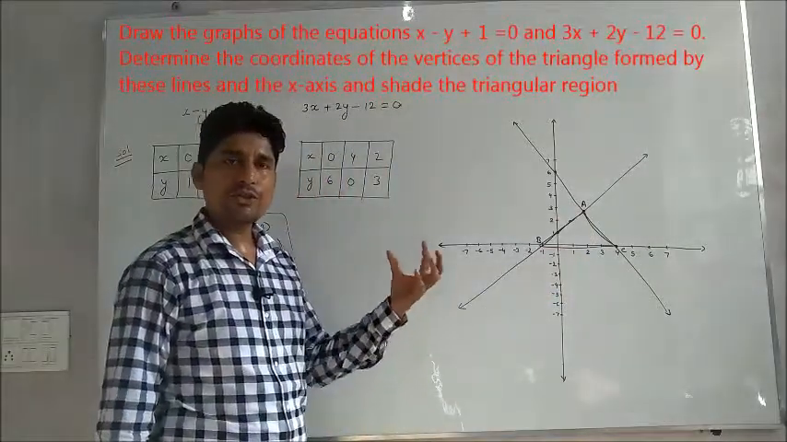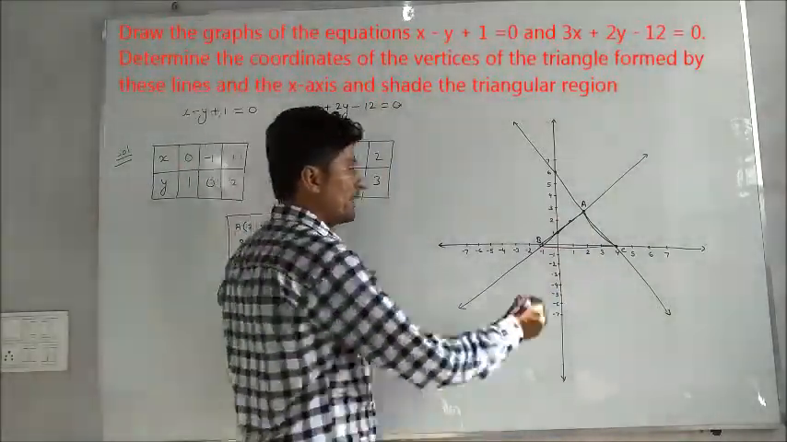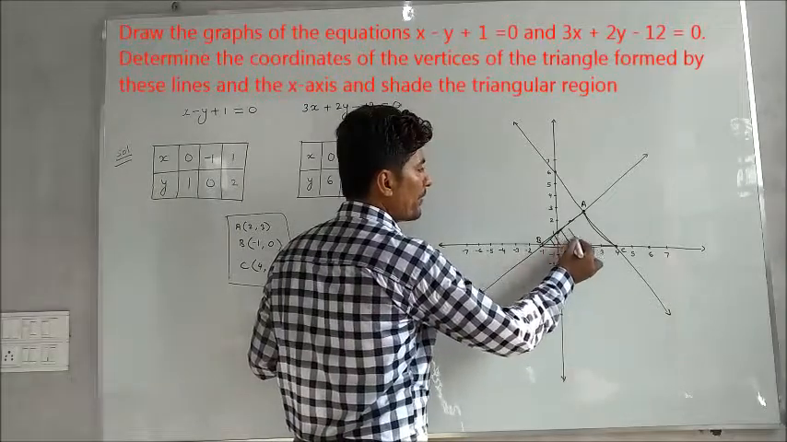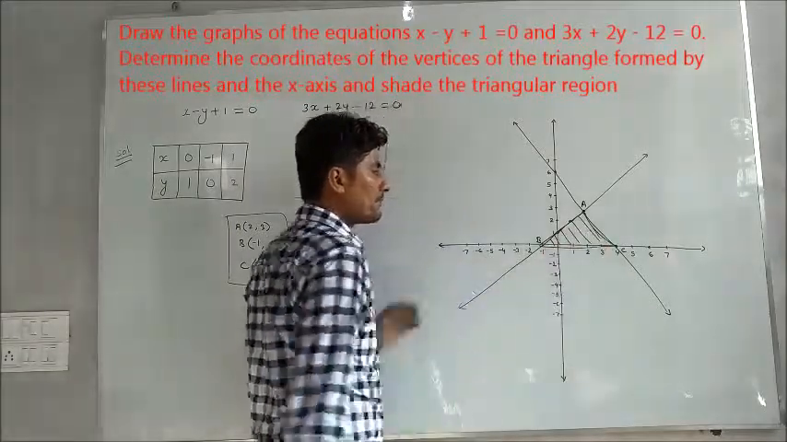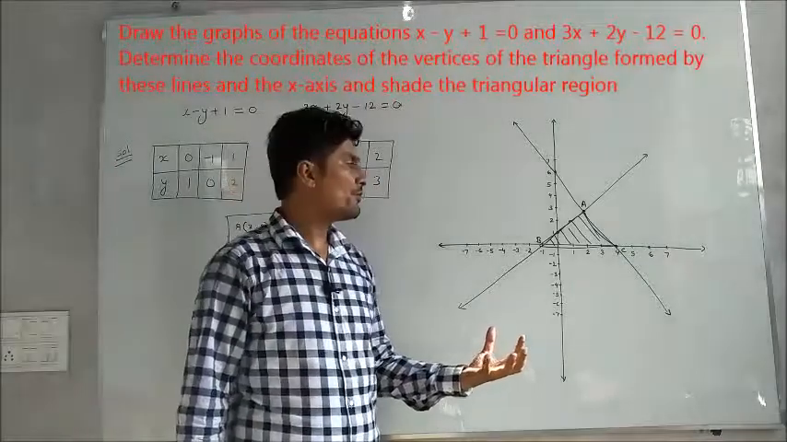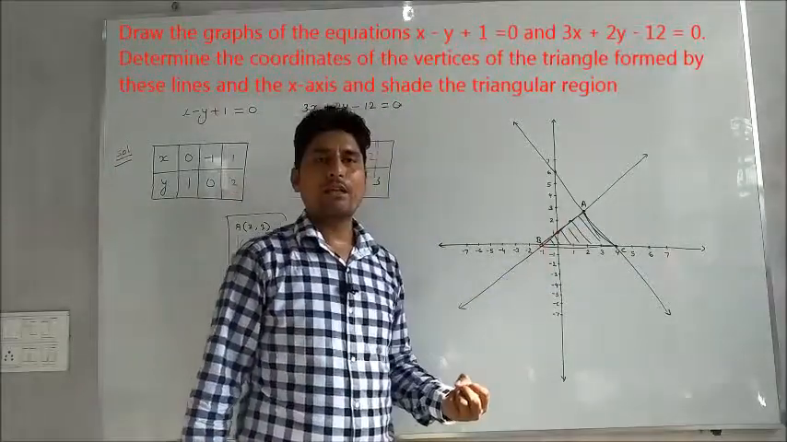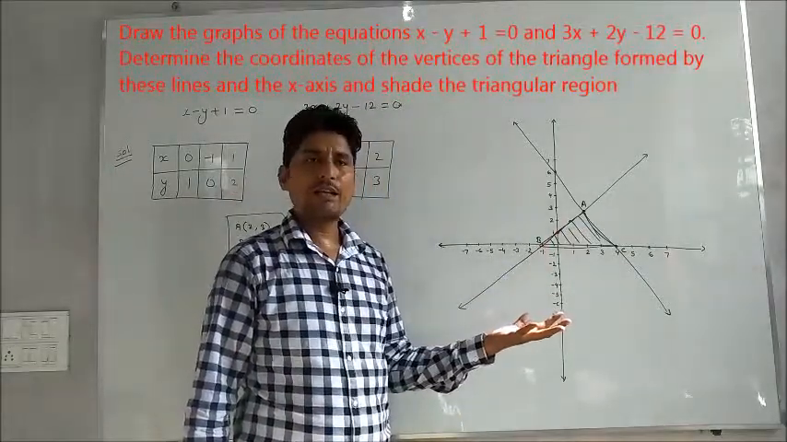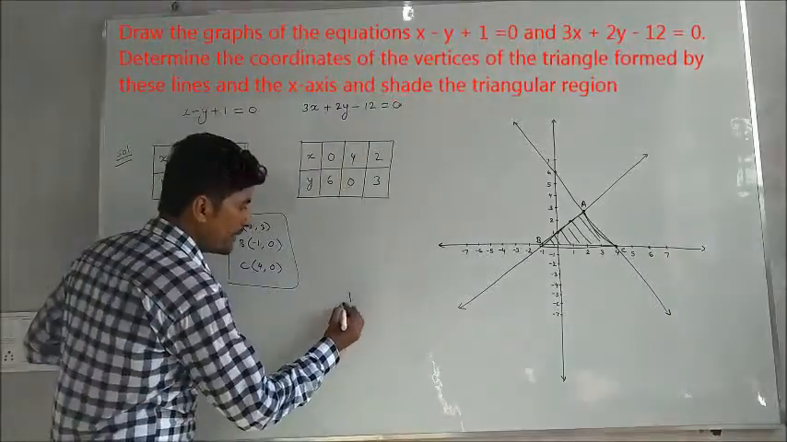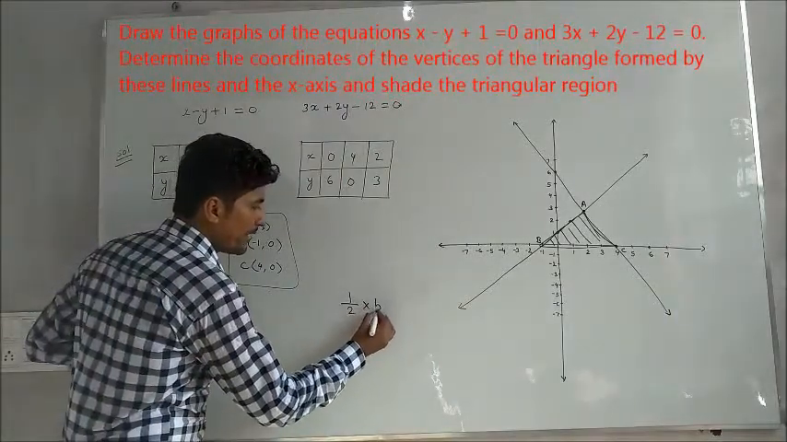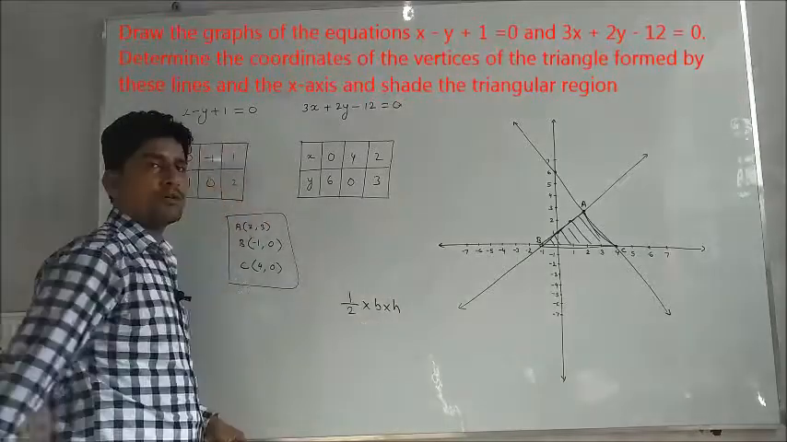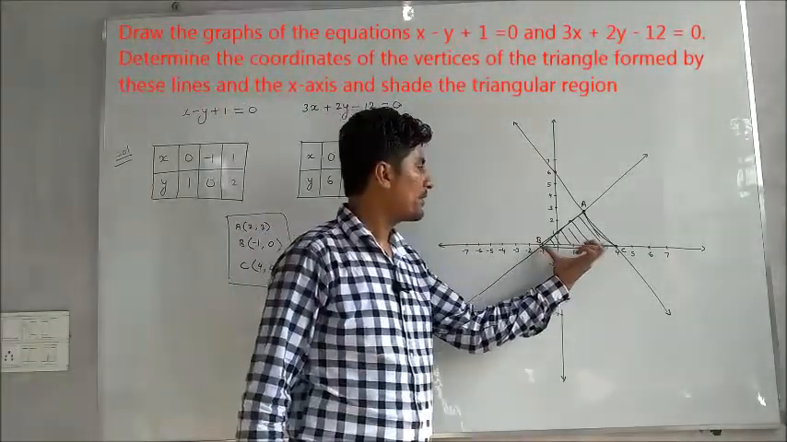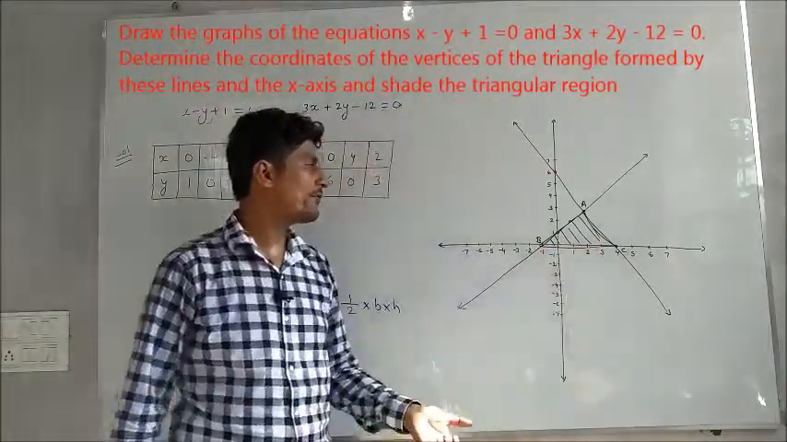Now we have to shade the triangular region. This is the triangular region. Now we are going to shade this one. Suppose we are going to find the area of this triangle, then how do we find it? The area of this triangle we can find by using the formula 1/2 into base multiplied by corresponding height. Here we can take the base as BC.